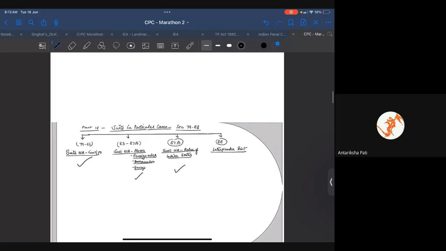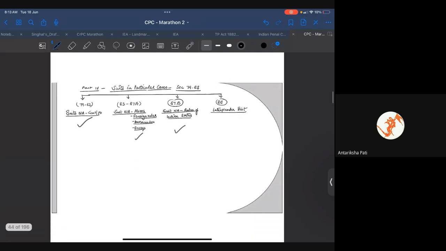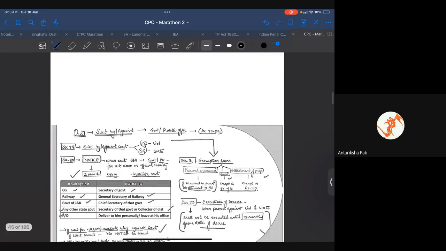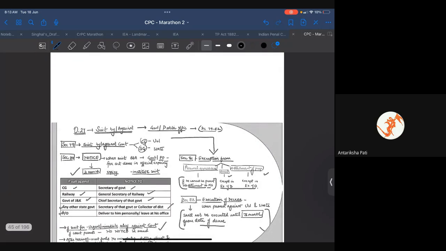Now, suits in particular cases: suits by or against government or public officer, suits by or against alien, foreign ruler, ambassador or envoys, suits by or against rulers of Indian states, and then interpleader suit. These are the kinds of suits in general. Order 27 and Sections 79 to 82 deal with suits by or against government or public officer. 79 says that if it is against the central government, then the Union of India is to be made a party. If it is against a state government, then the state concerned will be made a party.